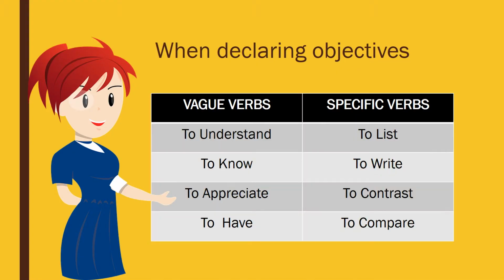When declaring objectives, use verbs that do not accept various interpretations. So look at these words, or these verbs actually. Vague verbs are to understand, to know, to appreciate, to have. However, specific verbs would be something like to list, to write, to contrast, to compare.